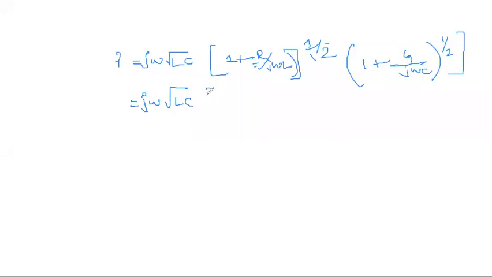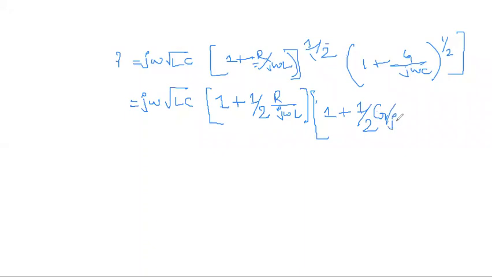Each term it will do the factorial. So if you have the square root, this square root will come here: R by j omega L multiplied with 1 plus half into G by j omega C. So you can simplify the equation by bringing that power half to the middle term of your R plus j omega L. Now you have to multiply the equations, which is equal to j omega root LC.